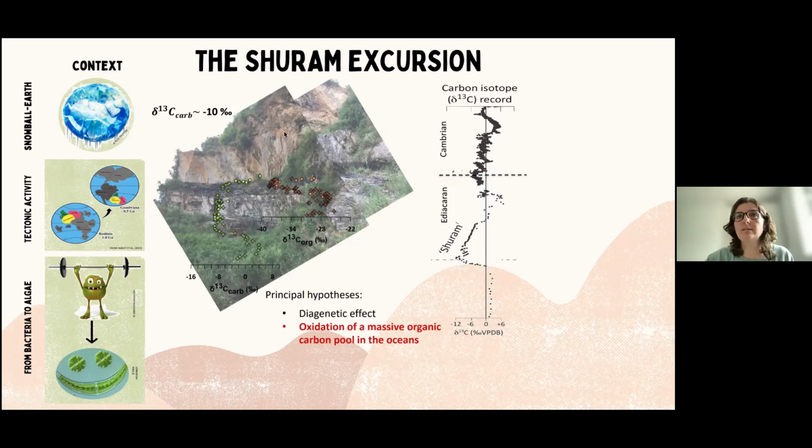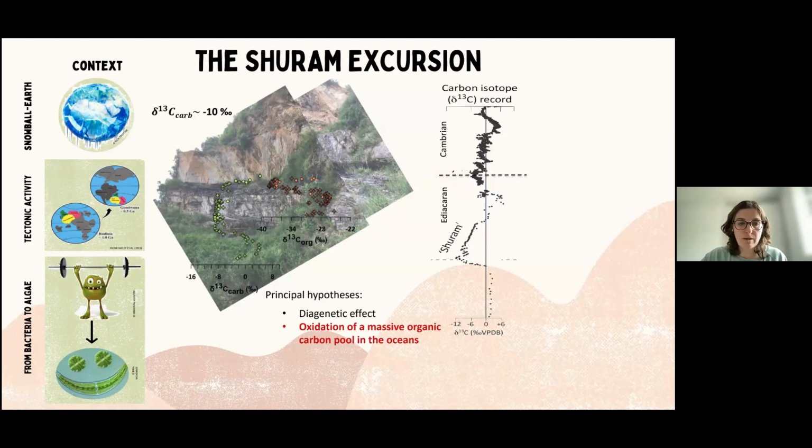And this picture is in South China, an area that I studied during my thesis. I collected samples from these outcrops. Here in South China, this is the signature of the carbonate carbon isotopes and the organic carbon isotopes. And we can see that there is a sharp shift from zero or positive values to negative values. So to understand these negative values, there are different hypotheses.